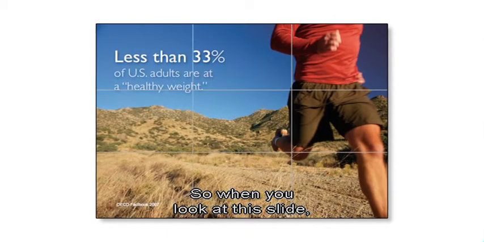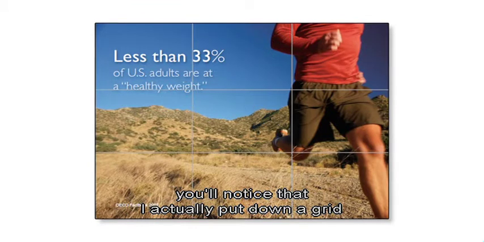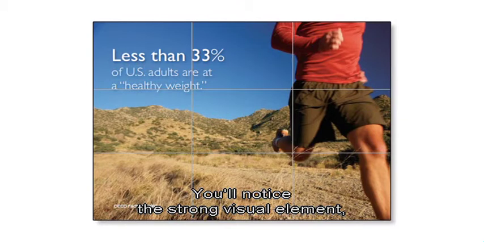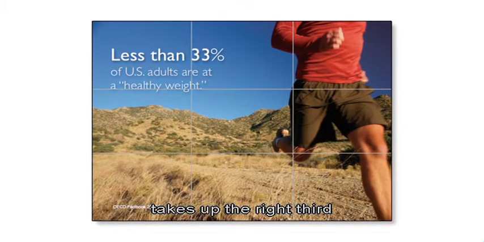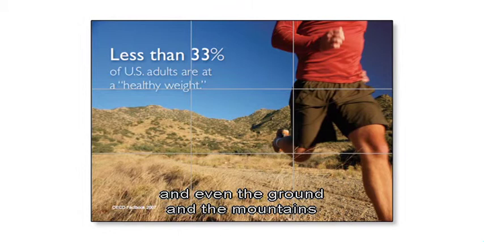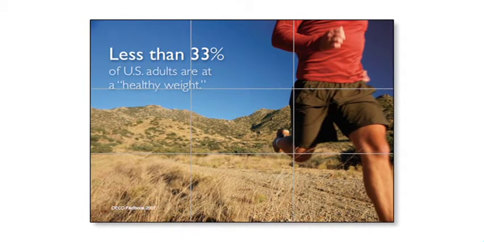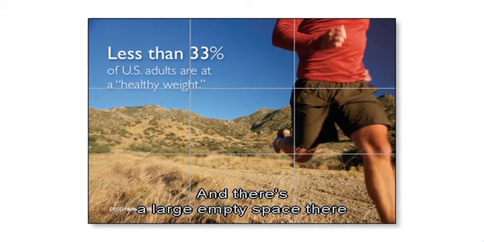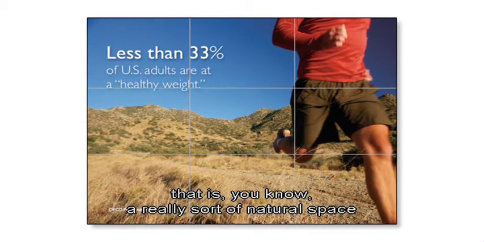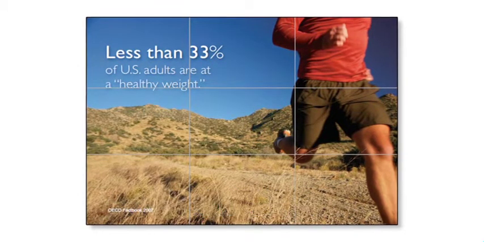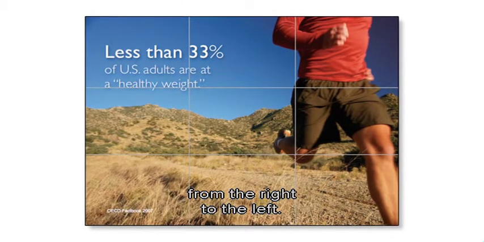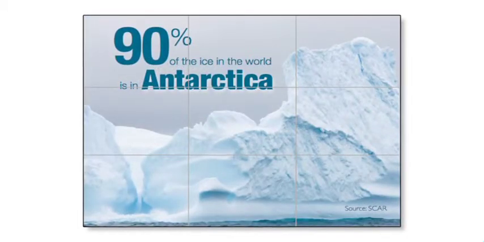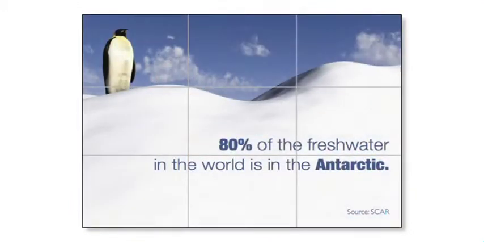So when you look at this slide, you'll notice that I actually put down a grid following the rule of thirds, so it's broken up into thirds. You'll notice that a strong visual element, the person running there, takes up the right third, and even the ground and the mountains take up the bottom third, and then the text element is over there in the upper left third. So it's not by accident, and there's large empty space there that is a really sort of natural space for the text, and it also naturally leads the eye from the right to the left. Here are some more examples of slides that use the rule of thirds to utilize effectively empty space.